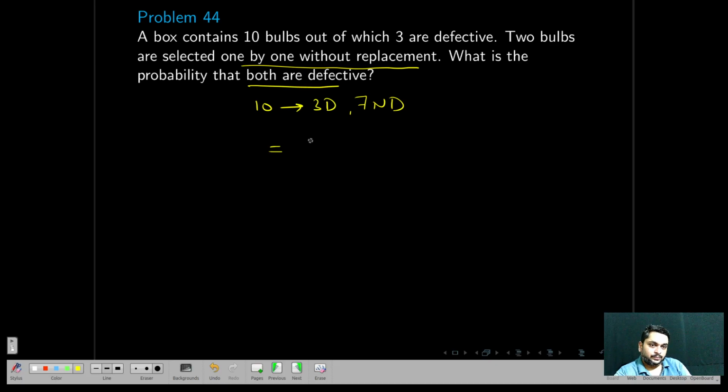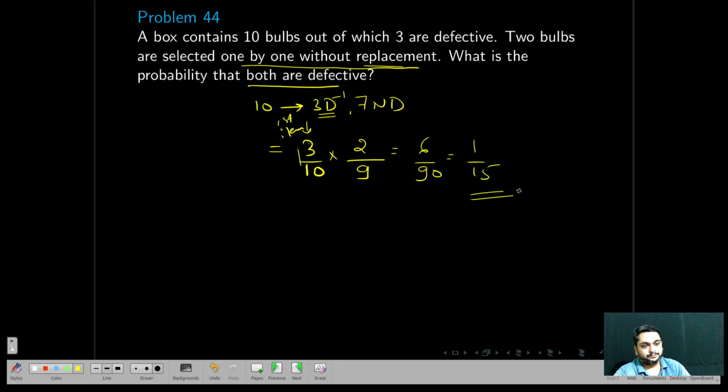So first, when the first is taken, what is the probability it is defective? So 3 by 10, right? There are 3 defective and a total of 10 bulbs. So I am choosing the first one as defective. This is not a combination problem, okay? Then the second bulb also defective, means one bulb is already taken out and there is no replacement. So 9 will be left. How many defective will be left? 2, because one I have already taken. So 3 by 10 into 2 by 9, that is 6 by 90, that is 1 by 15. Okay.